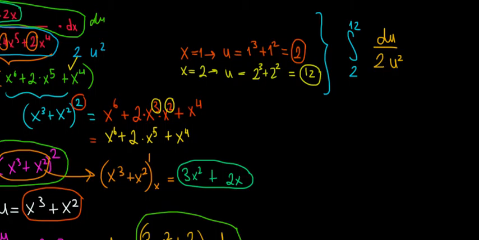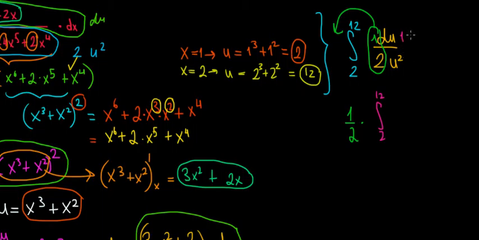Now, what can we do here? We can take the constant out, because this is 1 over 2. We could take it out of the integral. So what do we have now? 1 over 2 multiplied with the definite integral with the boundaries between 2 and 12. And here we're left with du divided by u squared.